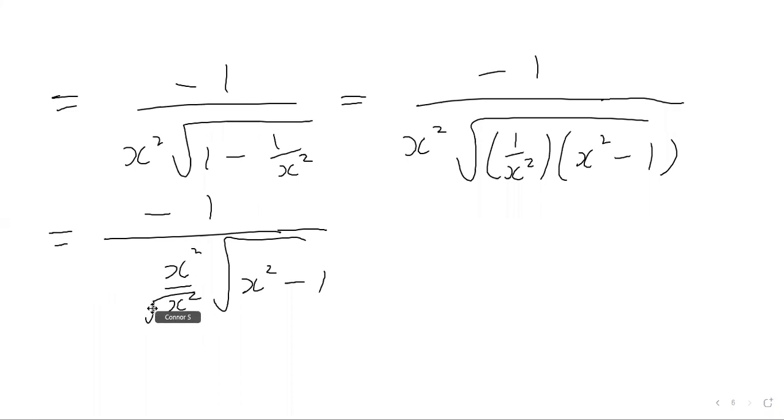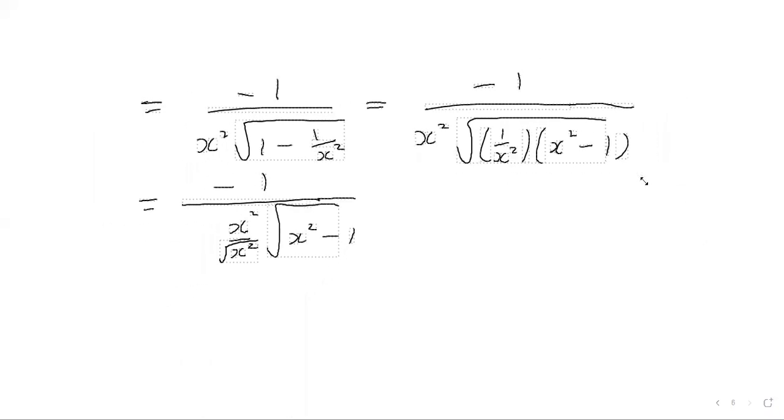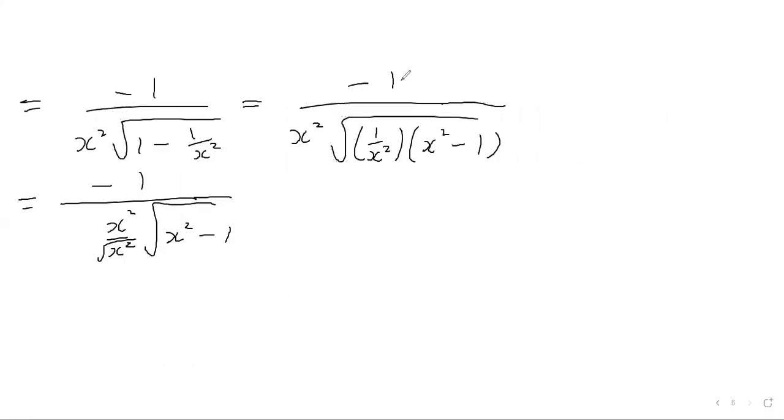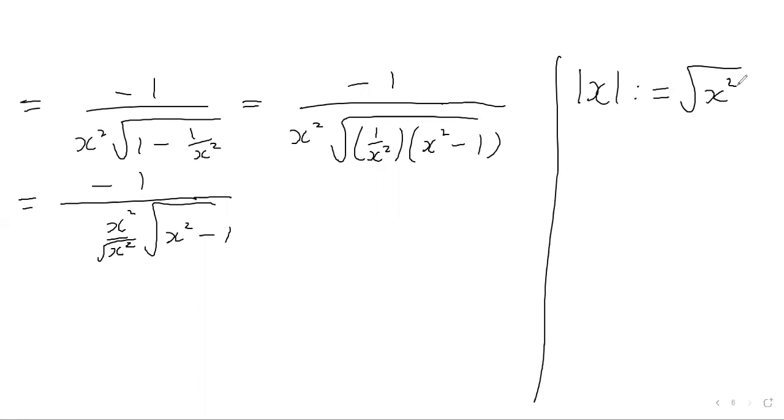This square root, I'm just going to move up a little bit like that. And then, okay, so we've got the square root of x squared on the bottom there. Let me just make this all a little bit smaller again. Okay, so the square root of x squared, well, that by definition is the same as the modulus of x. So the definition of the modulus function is the square root of x squared. So on the bottom we've got minus 1 on the top over x squared divided by the modulus of x there, and then multiplied by the square root of x squared minus 1.